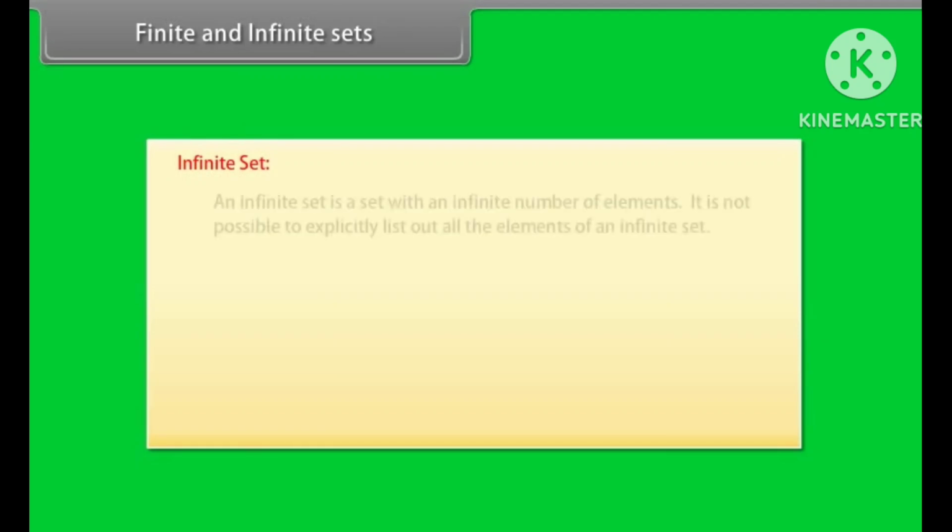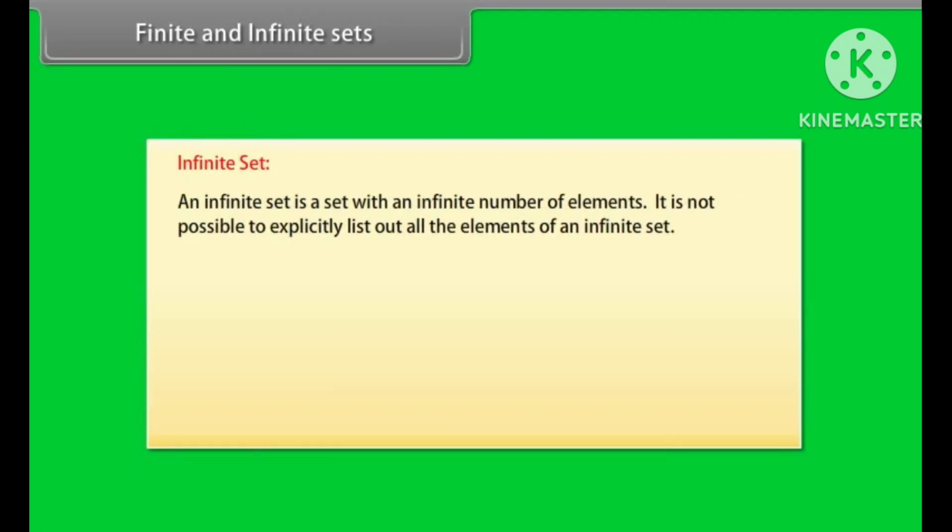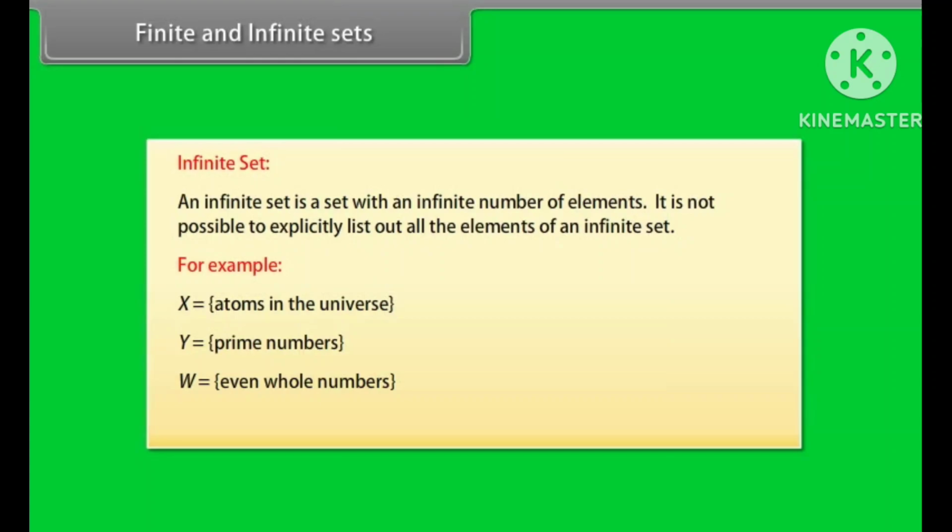Infinite set. An infinite set is a set with an infinite number of elements. It is not possible to explicitly list out all the elements of an infinite set. For example, X is a set of atoms in the universe. Y is the set of prime numbers. W is a set of even whole numbers. These are infinite sets.